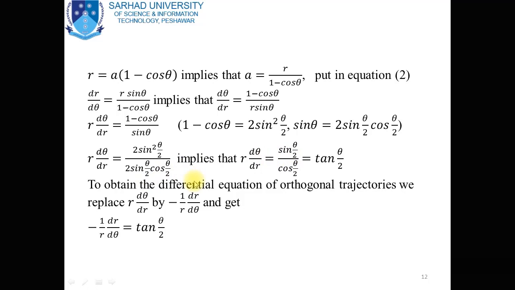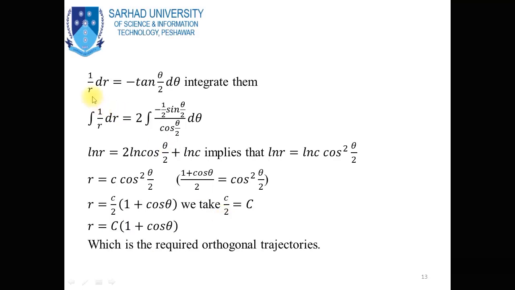Now to find the differential equation of the required orthogonal trajectory, replace r d theta by dr with minus 1 over r dr by d theta. We obtain minus 1 over r dr by d theta is equal to tangent theta by 2, and we can write now 1 over r dr is equal to minus tangent theta by 2 d theta, and in this equation separation of variables is possible.